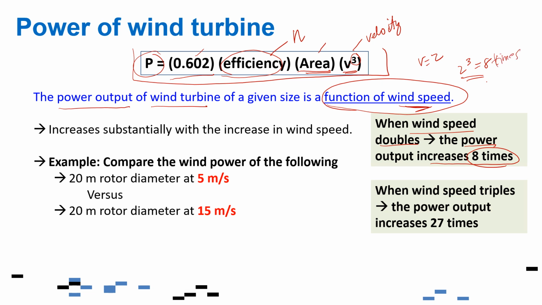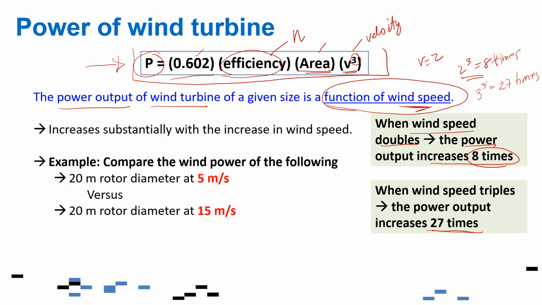If we try to triple the velocity, 3 cubed, the power will become 27 times higher. As you can see from here, 27 times higher. So that is the importance of the wind speed in determining the power of a wind turbine. The main factor for determining the power is again the wind speed. So the higher the wind speed, the higher the power of the wind turbine.